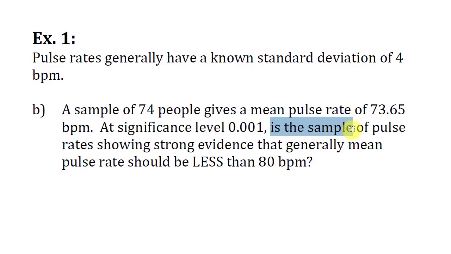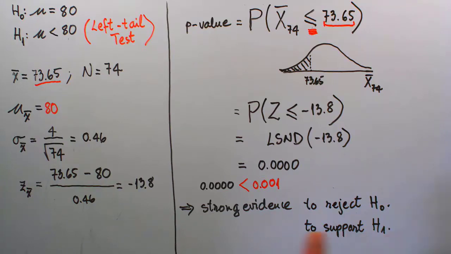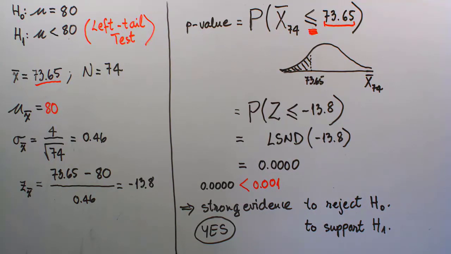And now altogether, this question itself is ultimately a yes or no question. Look exactly at the way it is written. Is the sample of pulse rate showing strong evidence? So the question is ultimately looking for whether or not we have strong evidence. And we just concluded that we do have strong evidence. Our sample is strong evidence. So the answer to the ultimate question is yes. Yes, we have strong evidence. Our sample is showing strong evidence.